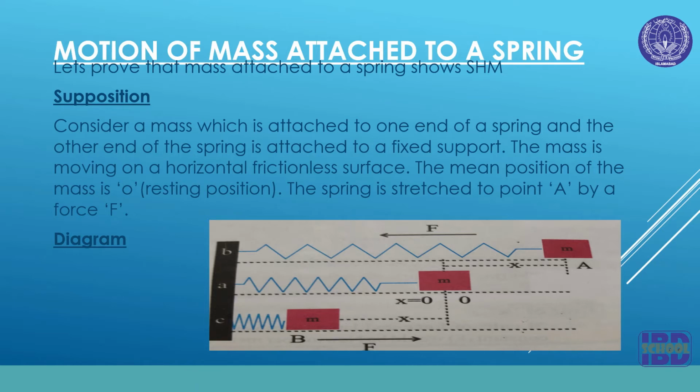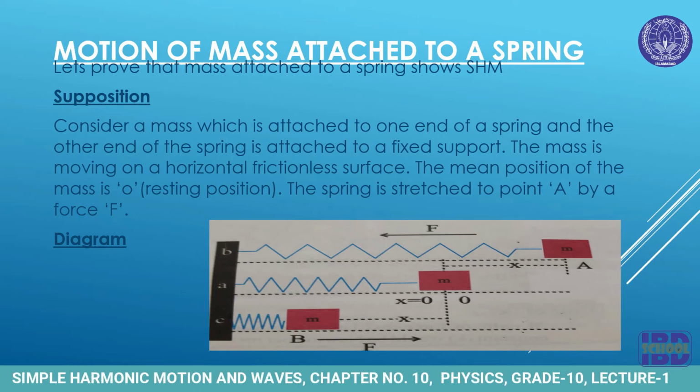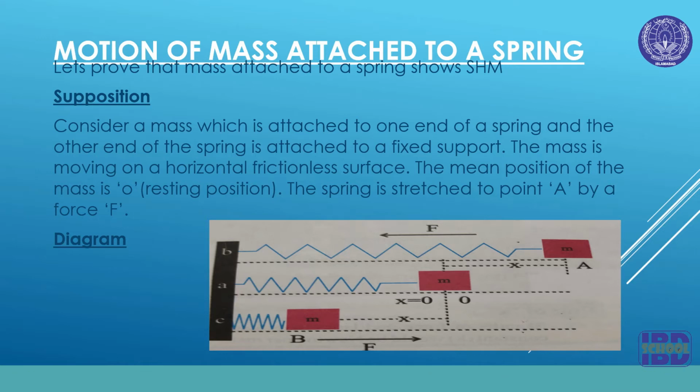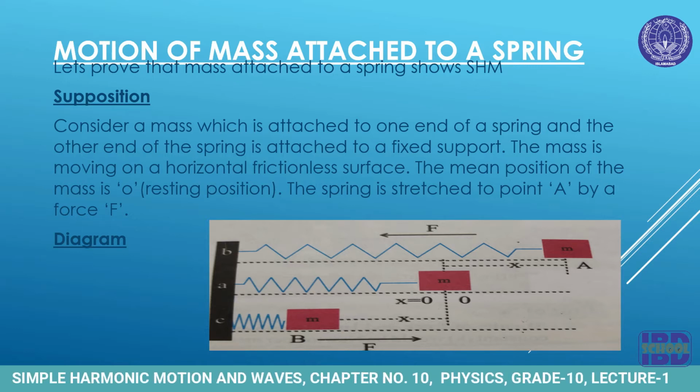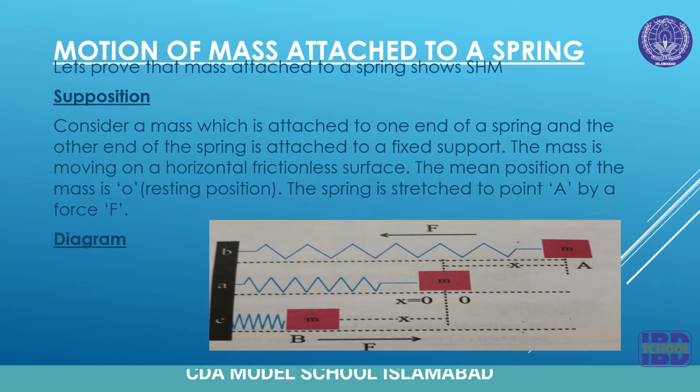Let's see the motion of mass attached to a spring. Let's prove that mass attached to a spring shows simple harmonic motion. First of all, we will suppose a situation. Consider a mass which is attached to one end of a spring and the other end of the spring is attached to a fixed support. The mass is moving on a horizontal frictionless surface.